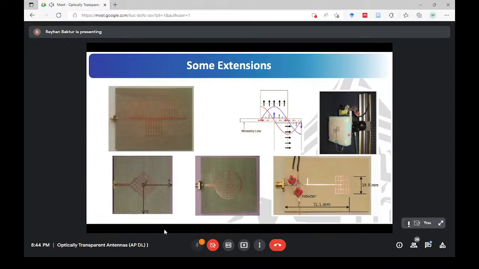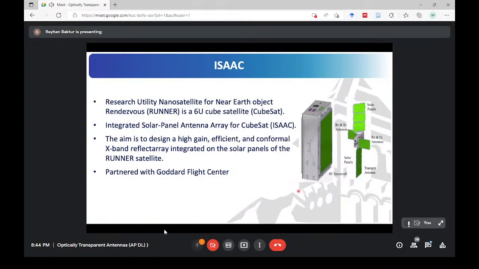And this is also a circular polarized antenna, or use the mesh geometry to make an antenna to be a harmonic filter. Once you make a harmonic filter, you integrate it. This is also a harmonic filter integrated with a power amplifier that helps to improve the power added efficiency of a power amplifier. So it opens many possibilities.